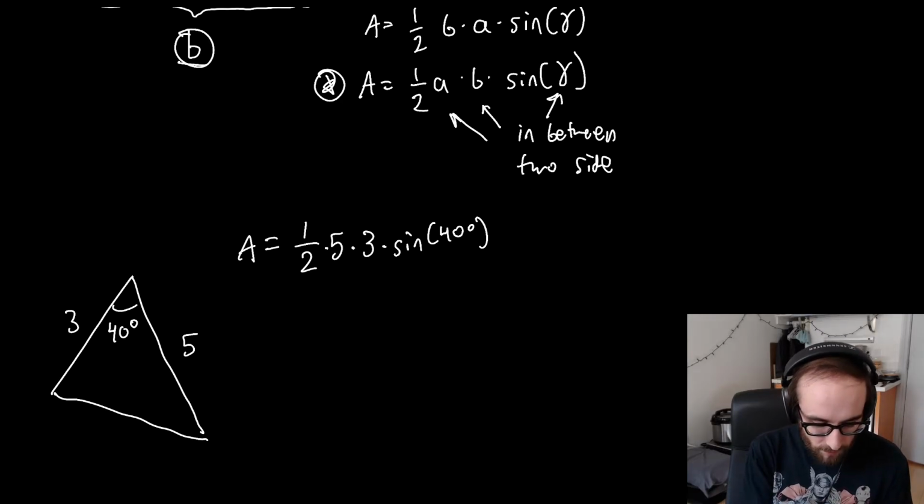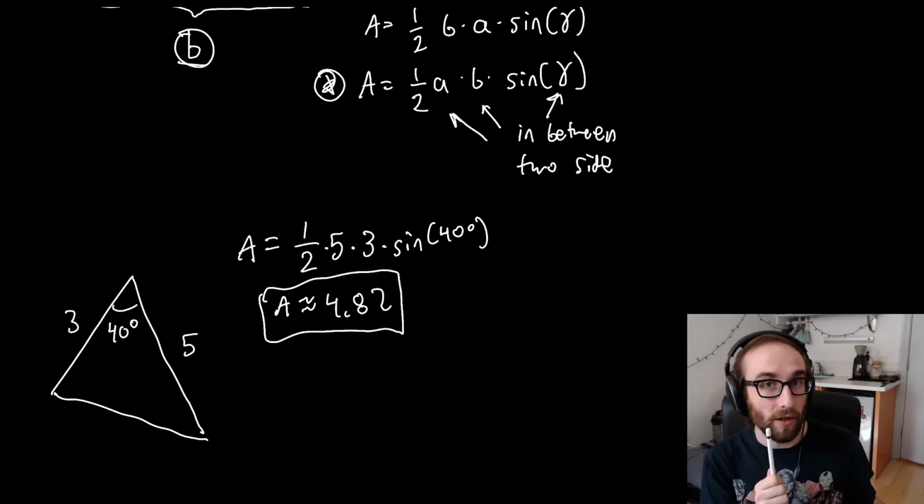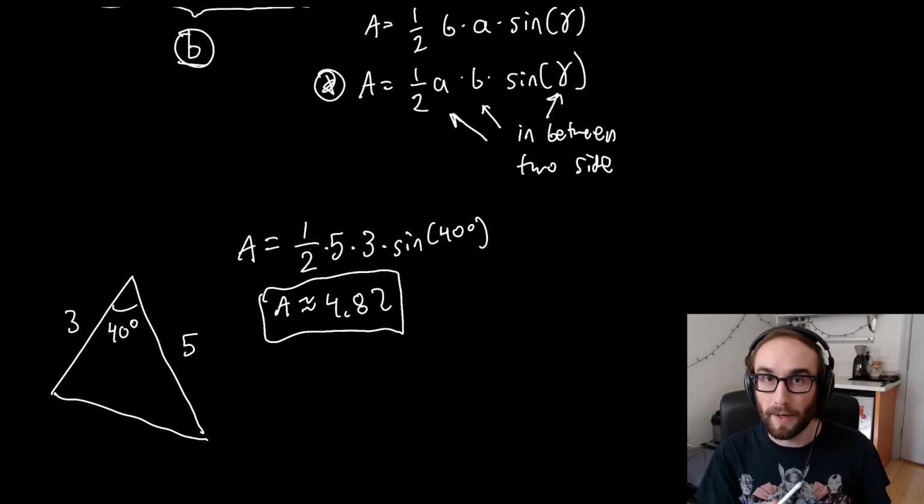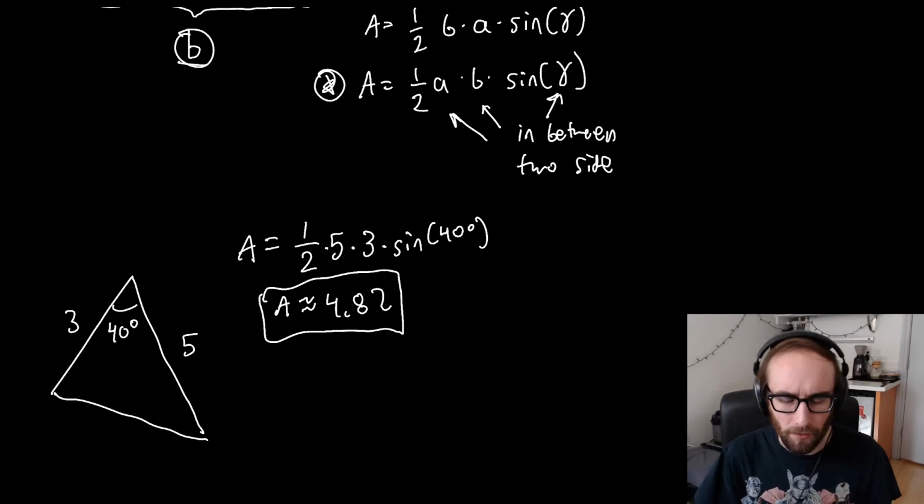And then we'll take that multiplied by 3 times 5 times 0.5, and we'll end up with an area of about 4.82 units squared. So keep in mind this is area, so it's going to be units squared if we're solving a word problem, for example. Okay, so just plugging in those values to find the area really quickly.